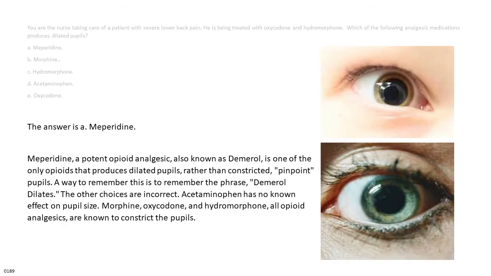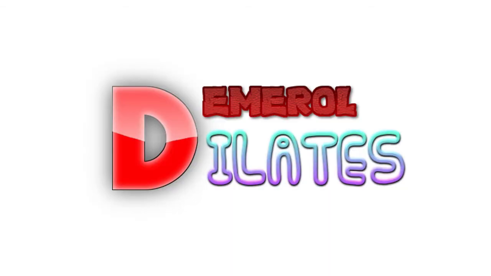The answer is A. Meperidine. Meperidine, a potent opiate analgesic, also known as Demerol, is one of the only opioids that produces dilated pupils, rather than constricted, pinpoint pupils. A way to remember this is to remember the phrase, Demerol dilates. The other choices are incorrect. Acetaminophen has no known effect on pupil size. Morphine, oxycodone, and hydromorphone, all opiate analgesics, are known to constrict the pupils. Demerol dilates.